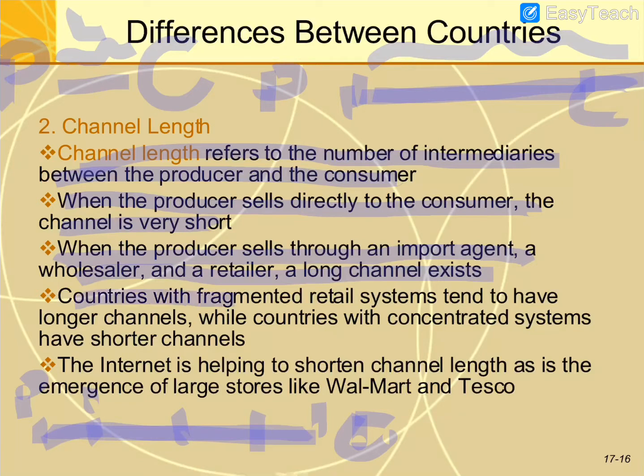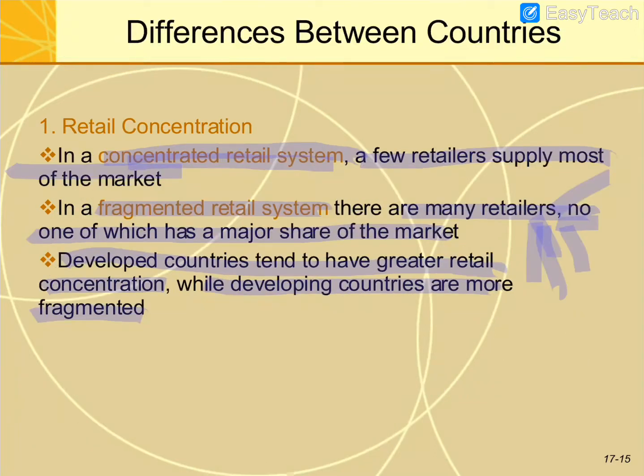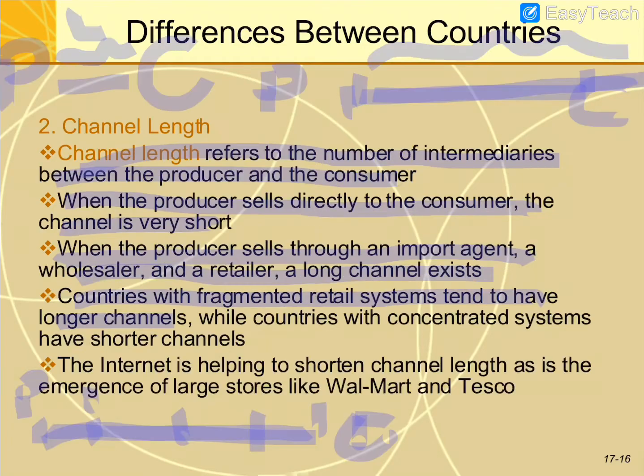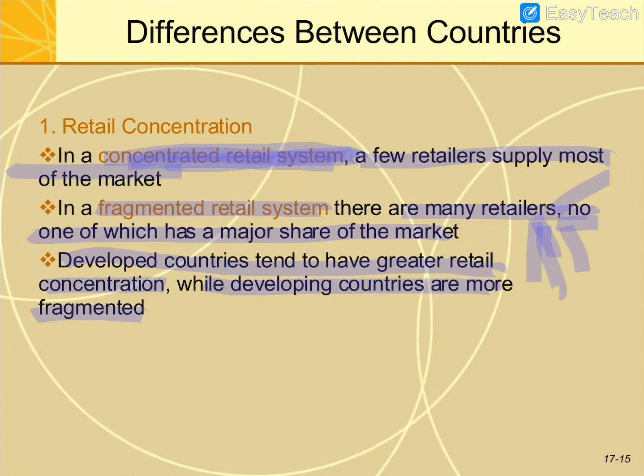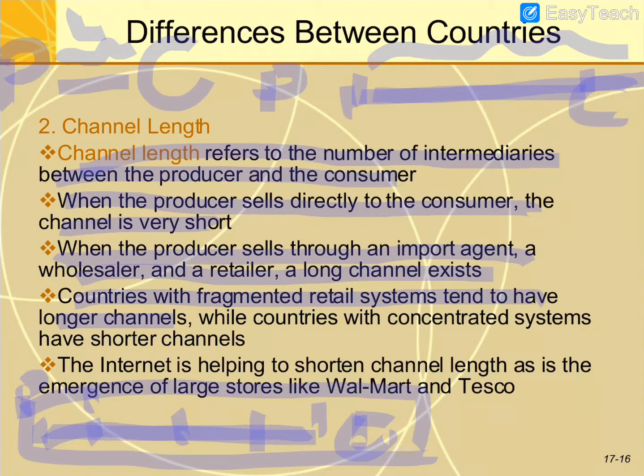Okay, the countries with fragmented retail systems tend to have longer channels. Macam tadi, fragmented retail, many retailers but no one has a major share of the market. So if you have this fragmented retail system, you tend to have a longer channel. While the countries with concentrated systems have short channels. Concentrated systems tend to have a shorter one. So you are the producer, direct to the customer.